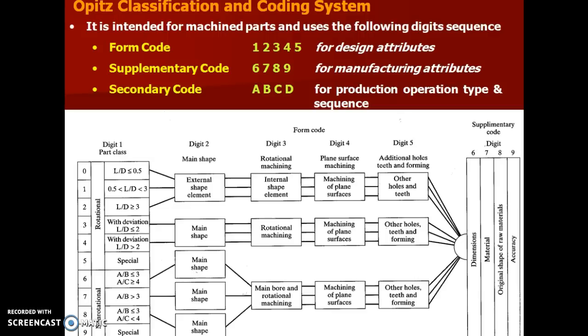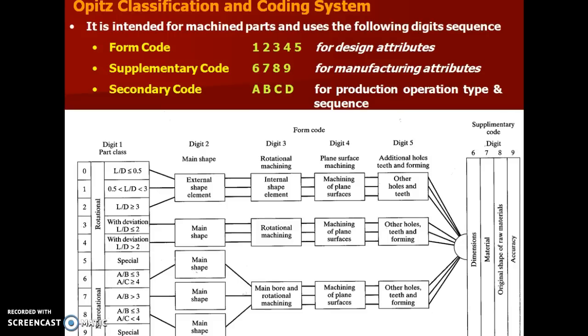Here I'll discuss a type of classification system called the Opitz classification and coding system. It is intended for machine parts and it uses the following digit codes. The first one is the form code. It has 5 numbers which are intended for design attributes. Second is the supplementary code. It has 4 digits intended for manufacturing attributes. The third one is the secondary code. It is alphabets for production operation type and sequence.